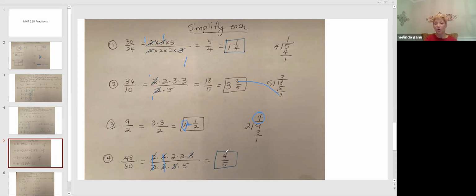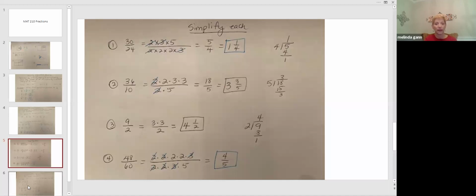And the numerator is already smaller than the denominator, so there's no dividing to do. I only divide when the numerator is the same or bigger than that denominator. So that's how I'm going to simplify fractions into lowest terms. Okay. All right.